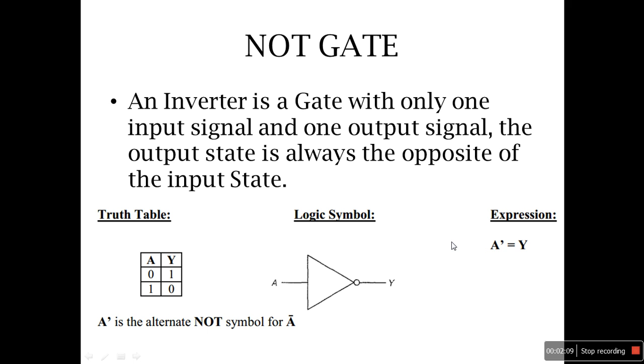The next gate we are looking into is the NOT gate. It is also called an inverter. It has only one input and one output. Its speciality is that whatever the input it takes, it will produce the opposite of that as the output. That is, if you pass a 0, the output will be 1. If you pass 1, the output will be 0. And this is the logic symbol of the NOT gate, a triangle symbol with a bubble in front of it, indicating it is a NOT gate, and the expression becomes Y is equal to A bar.